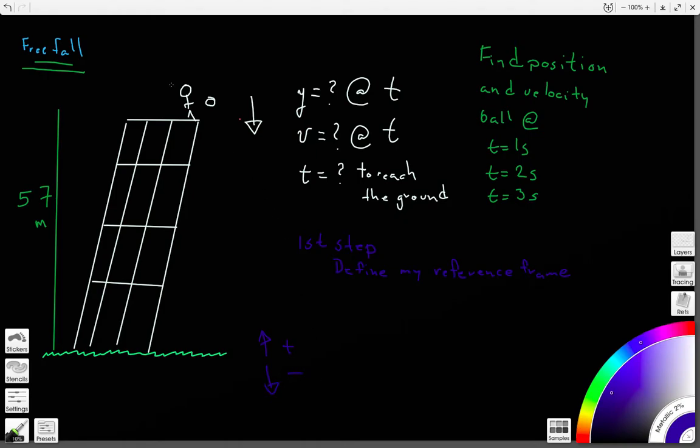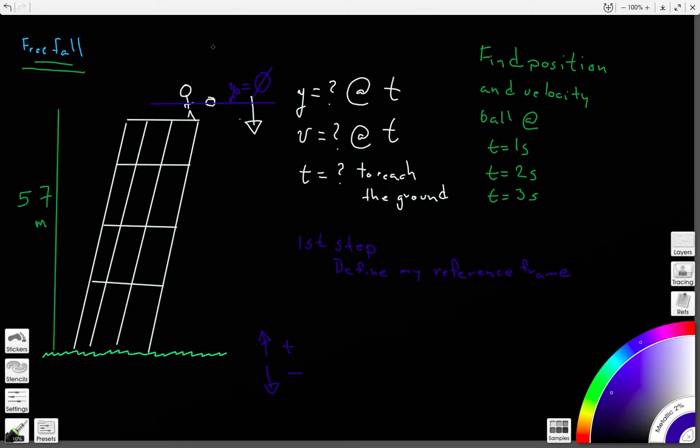And this is the most important part right now: I will place at this point right here where the original ball is, this will be my original position, y0. I could either say that this is 57 meters above my ground, taking the ground as my original position, but I'm going to mix it up a little bit, and say that at this point where the ball is, my original position is 0.